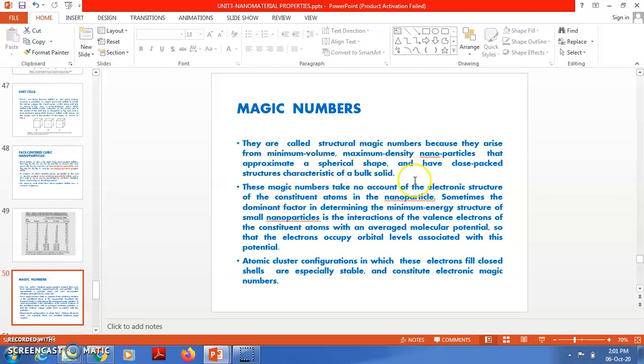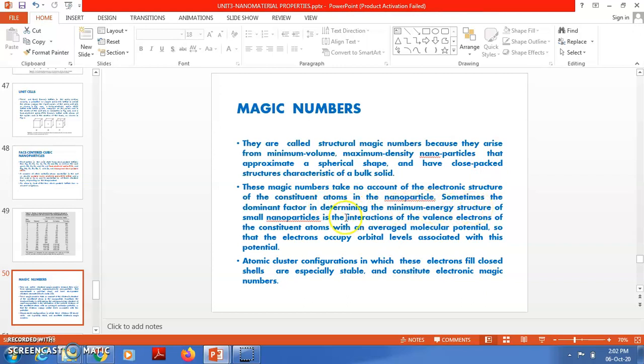Then magic numbers. They are called structural magic numbers because they arise from maximum volume, maximum density nanoparticles that approximate a spherical shape and have close packed structure characteristic of a bulk solid. These magic numbers take no account of the electronic structure of the constituent atoms in the nanoparticle.